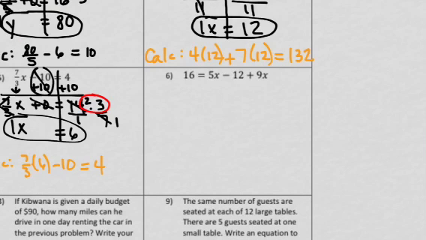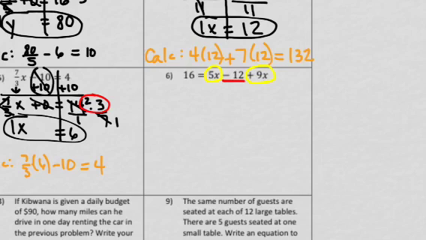Number 6 is a little bit tricky. What I want to show you is that the 5x is positive, and the 9x is positive. The minus sign is where the 12 is. So it's minus 12, it is not minus 9x.